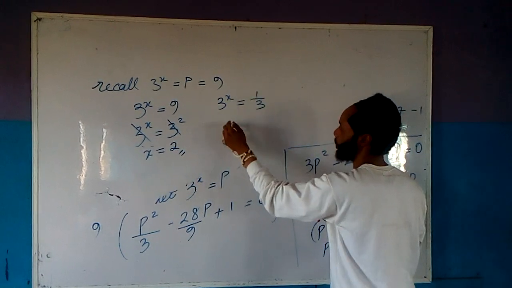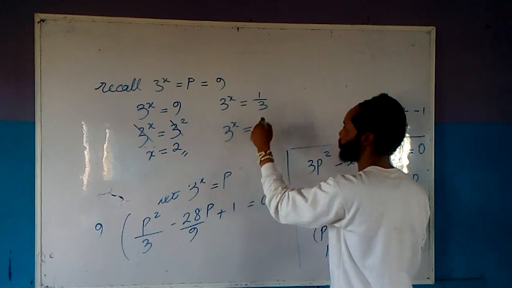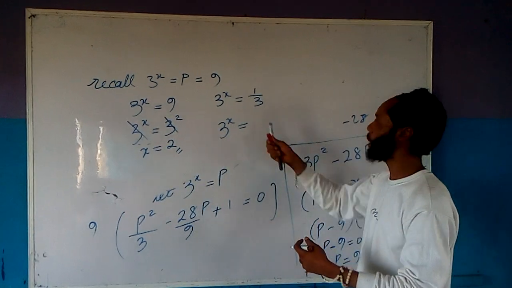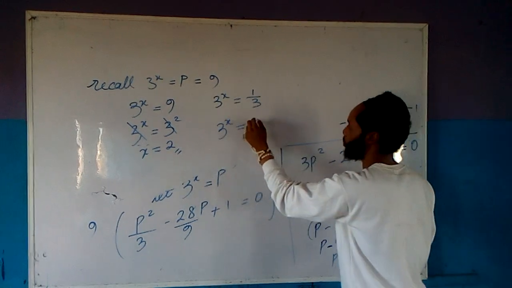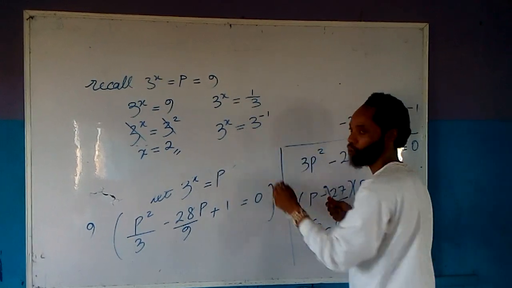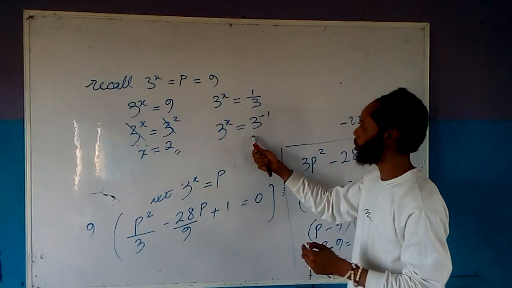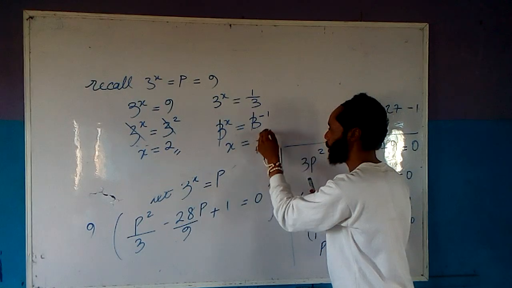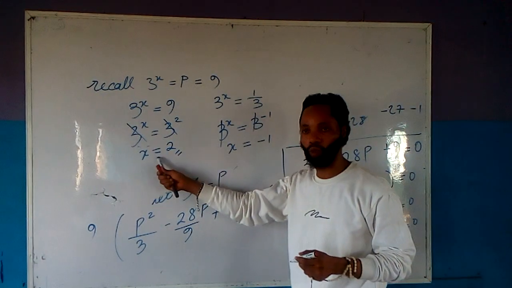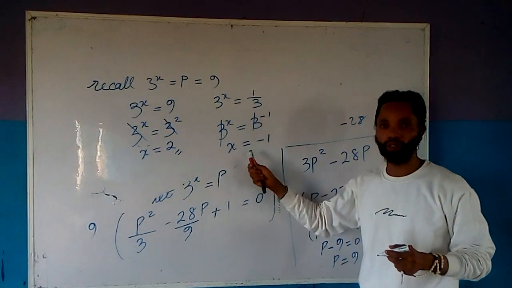For the second case, 3 raised to the power x equals what? 1 over 3. Remember, if we take this number up, the sign will be negative. So it's going to be 3 raised to the power minus 1. At this point, if you cancel the bases, x will be equal to negative 1. So x is 2 and x is minus 1 for that case.